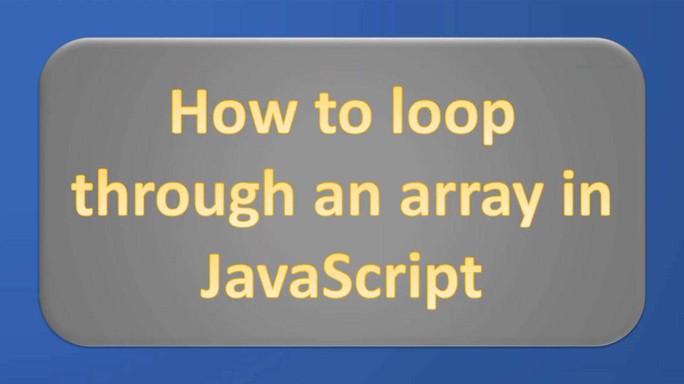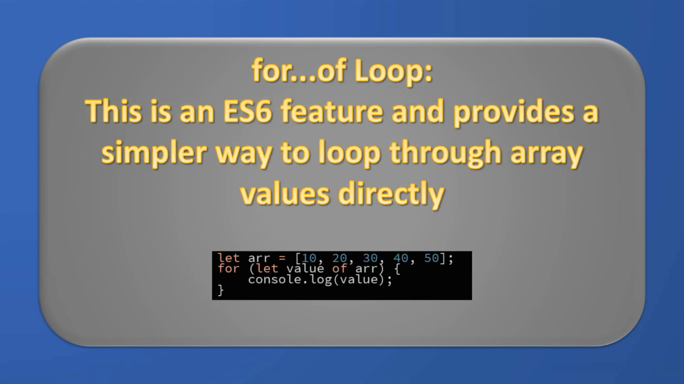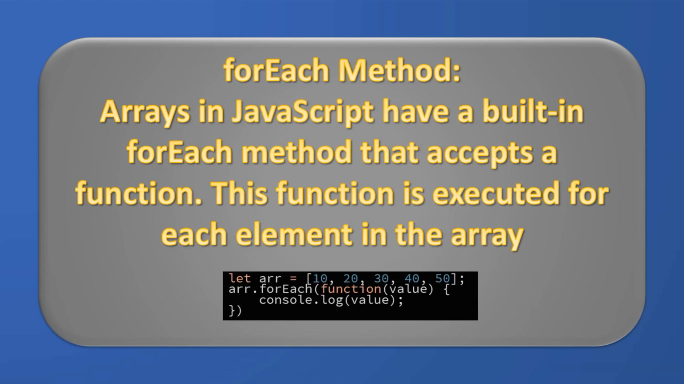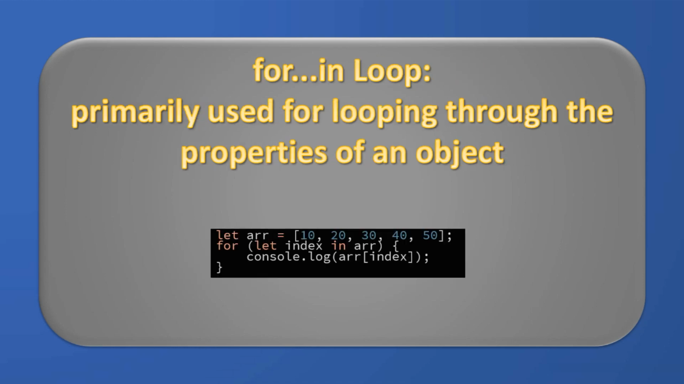How to loop through an array in JavaScript. For loop. This is a basic method where you iterate through the array based on its length. For of loop. This is an ECMAScript 6 feature and provides a simpler way to loop through array values directly. For each method. Arrays in JavaScript have a built-in forEach method that accepts a function. This function is executed for each element in the array. A forEach arrow function looks like the example below. With ECMAScript 6, the arrow function for the forEach method can be more concise. For in loop is primarily used for looping through the properties of an object.